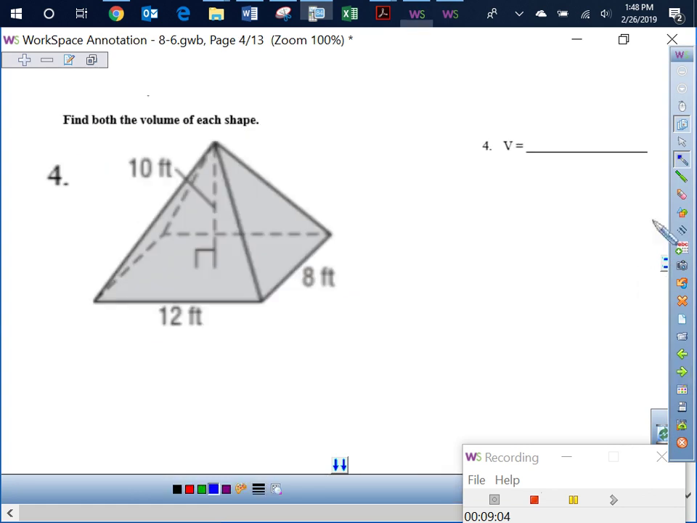Nice. This guy, find the volume of each shape. Kind of bad instructions there. The word "both" shouldn't be there. So find the volume of each shape. This is the pyramid, right? So we'll go find the formula for volume of a pyramid.